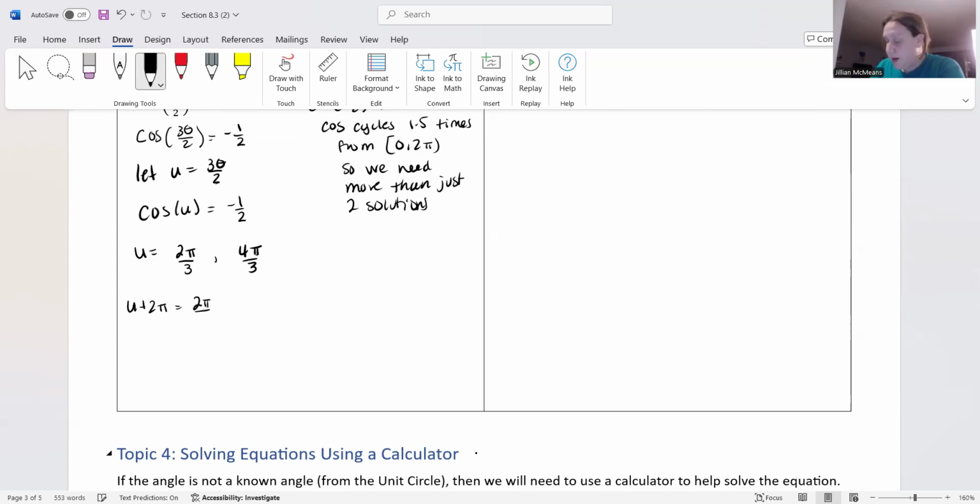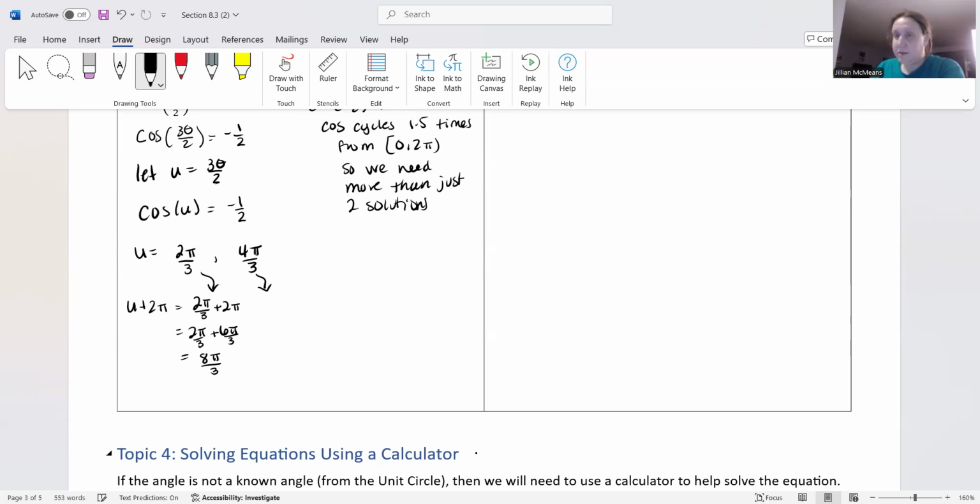So if I have 2 pi over 3 and I want to add 2 pi, I need to find a way to write 2 pi where it has a denominator of 3, but it's an equivalent statement. So that would be 6 pi over 3. So I have 2 pi over 3 plus 6 pi over 3. So that's telling me that we're also going to look at 8 pi over 3.